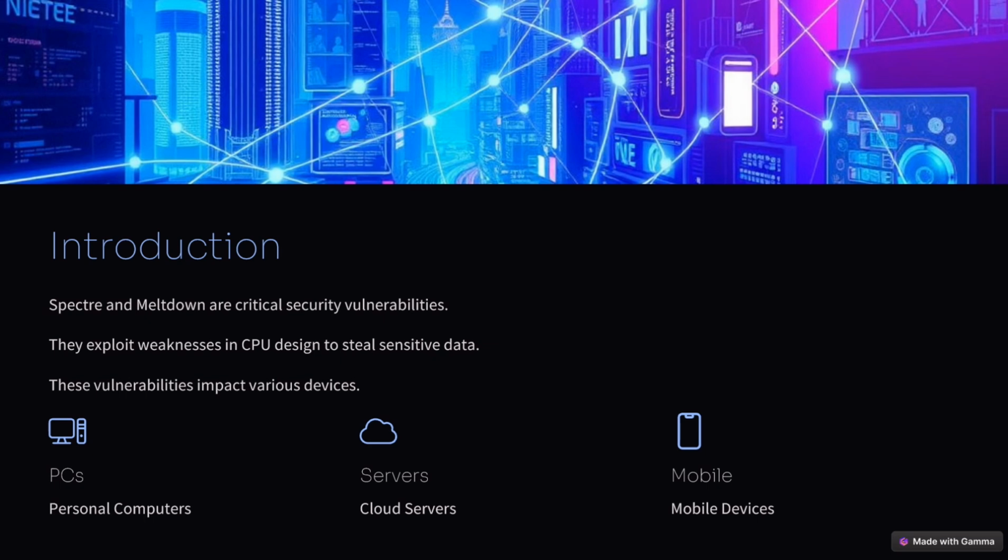So, Spectre and Meltdown are critical security flaws that exploit weaknesses in CPU design. These vulnerabilities allow attackers to steal sensitive information from different devices, including personal computers, cloud servers, and mobile devices. Given their widespread impact, understanding how they work is critical for developing effective security measures.